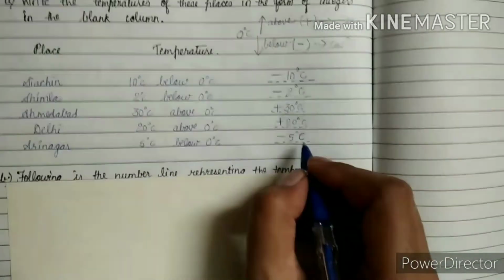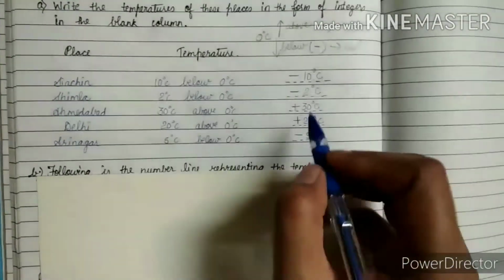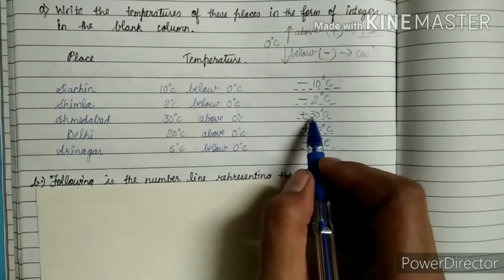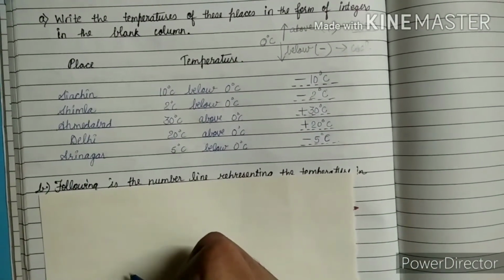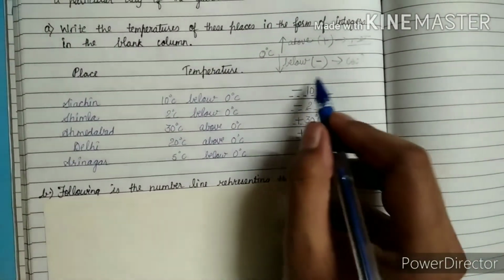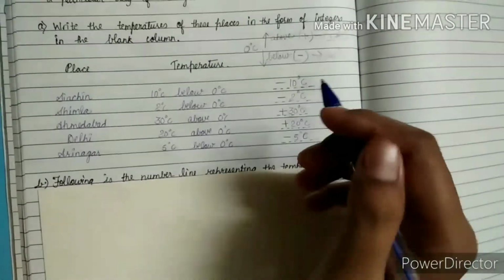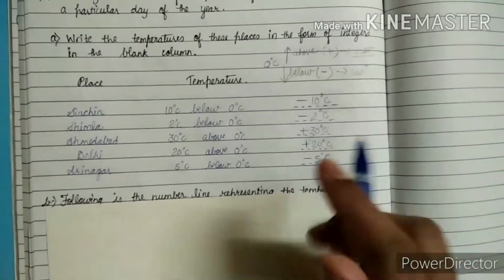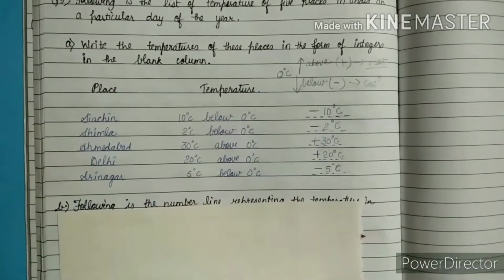Okay, now as you can see, the highest positive value is Ahmedabad, positive 30 degrees Celsius. It means Ahmedabad is the hottest place in the list. And which is the coolest place in the list? Negative 10 degrees Celsius, negative 1 degree Celsius, negative 5 degrees Celsius. Which is the lowest, which is having the coolest atmosphere? In the negatives, actually the one that looks bigger is the lowest. So Siachen has the coolest atmosphere in the list.